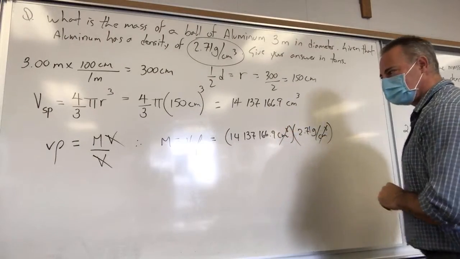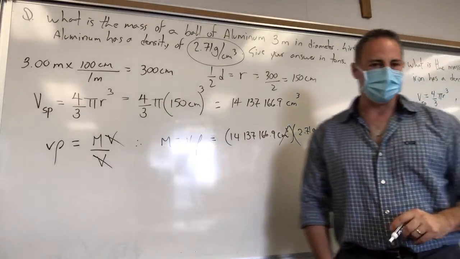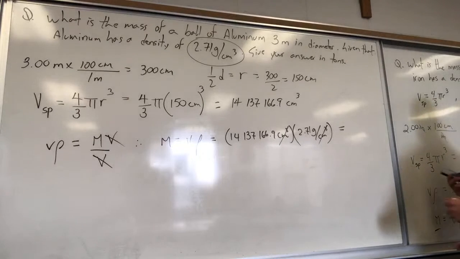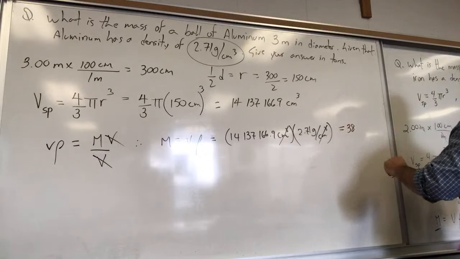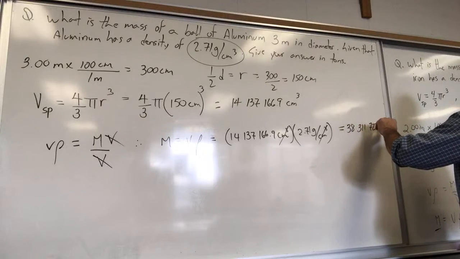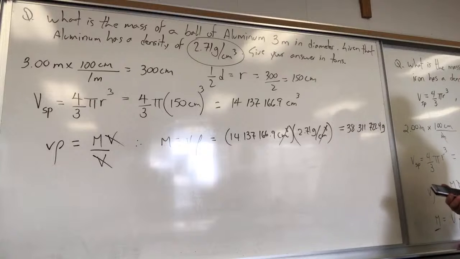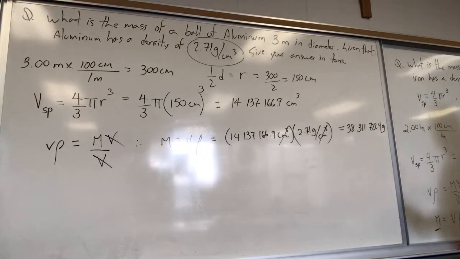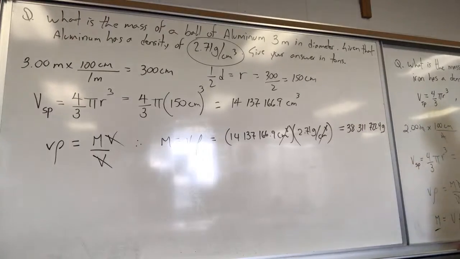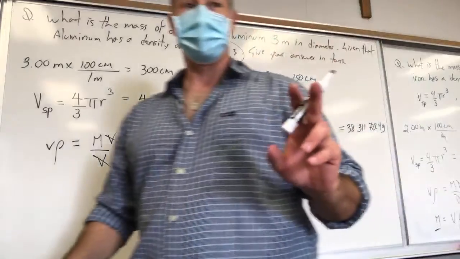Centimeters cubed cancel. And we're going to get the mass of this ball of aluminum in grams, and then we'll convert it to tons if we want. So times 2.71, and the ball weighs 38,311,722.4 grams. I got 0.3. You got 0.3? Yeah, maybe your calculator has fewer or more decimal places than mine. Anyway, it's not going to matter because when we report the answer, it's going to be cut off over here. All this other stuff's not going to show up. You just never round during the calculation.